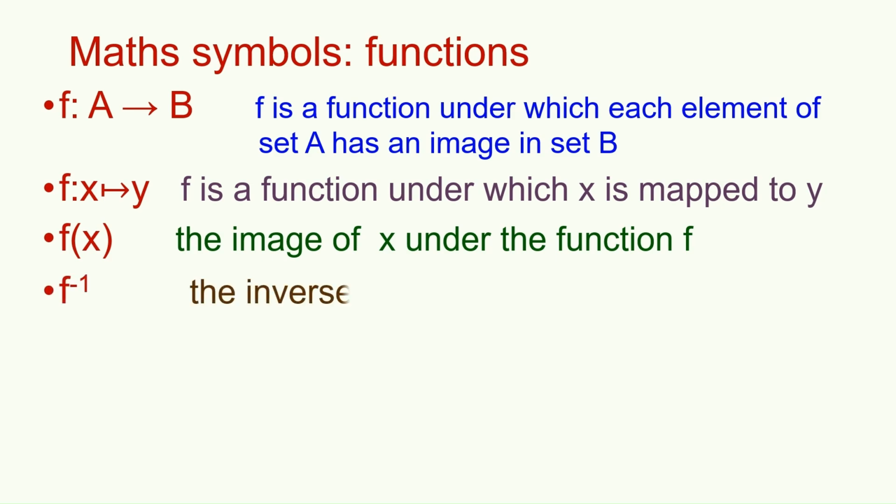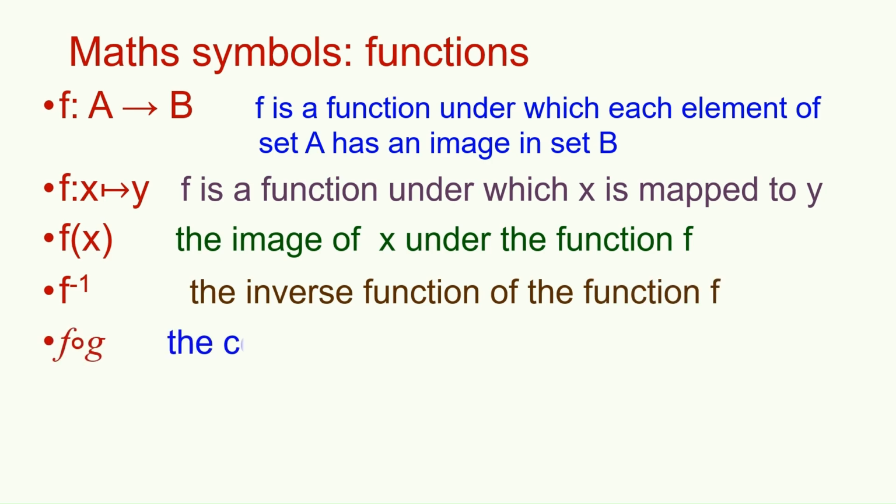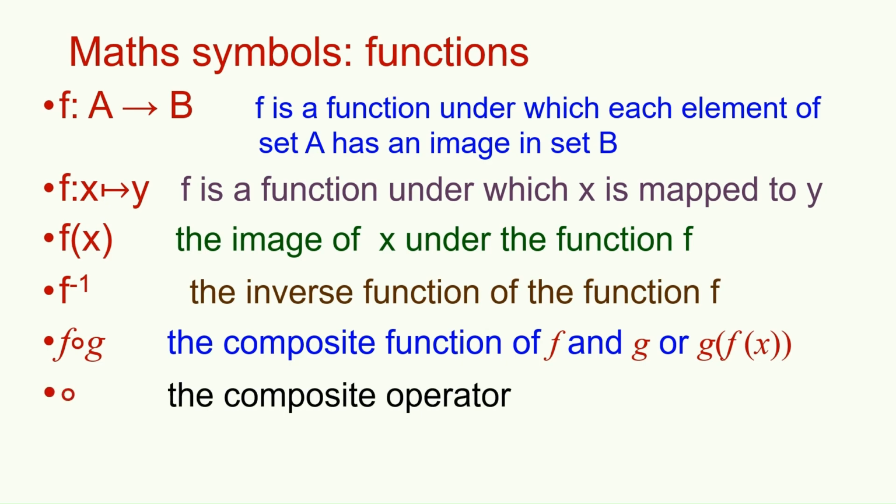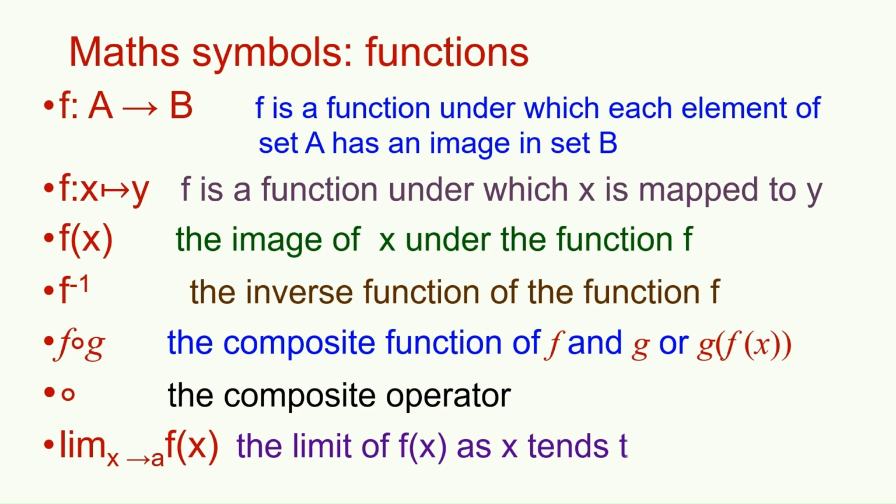F superscript -1: the inverse function of the function f. F small circle g: the composite function of f and g, or function g of function f of x. Small circle: the composite operator. Limit as x approaches a of f of x denotes the limit of f of x as x tends to a.